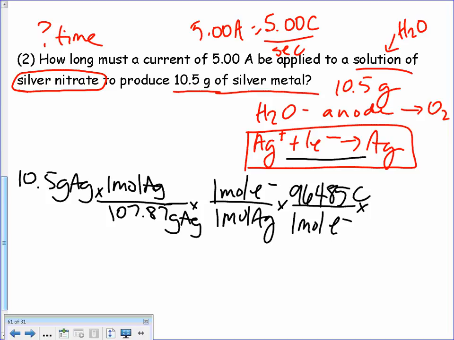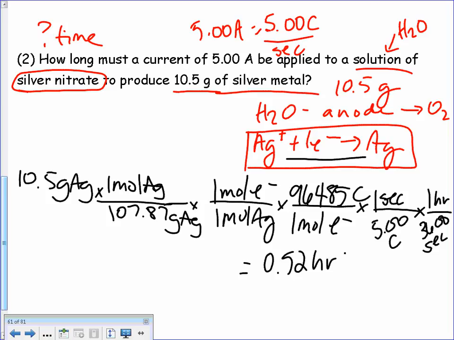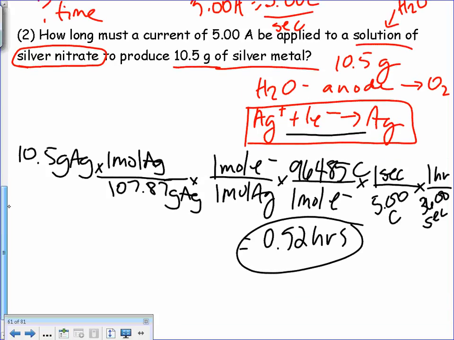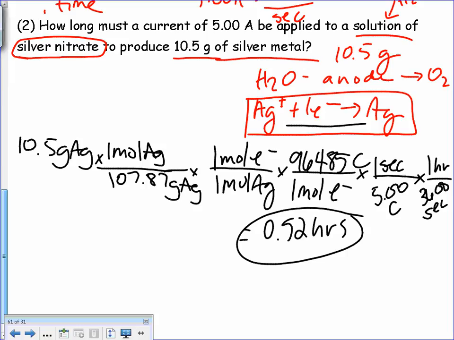So I'm going to take my coulombs per second and invert it. So 5 coulombs per 1 second. And I'm actually going to go ahead and convert to hours. How many seconds are in an hour? 3,600. So 1 hour is 3,600 seconds. Okay, got you guys. That's my calculator sound, every calculator makes that sound. 0.52 hours. I went to hours because I just want to make sure you're good with going to every unit, okay? So it would take half an hour to get 10 grams of silver.